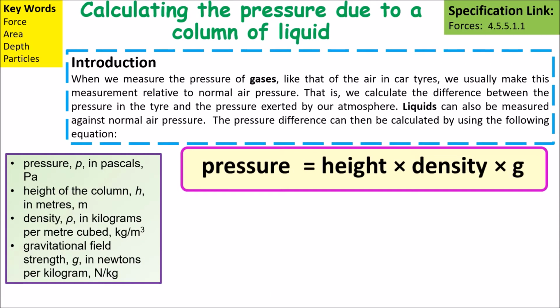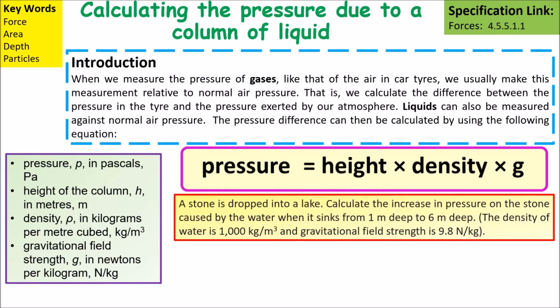We can measure pressure, and we can calculate it using the equation: pressure is equal to the height of the liquid times the density times the gravitational field strength. Pressure is measured in pascals, height in meters, density in kilograms per meter cubed, and gravitational field strength in newtons per kilogram.